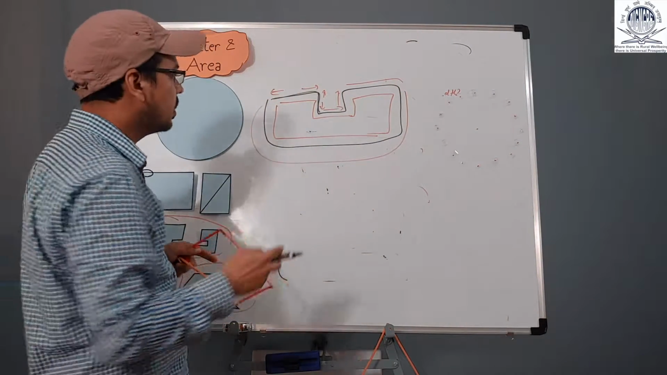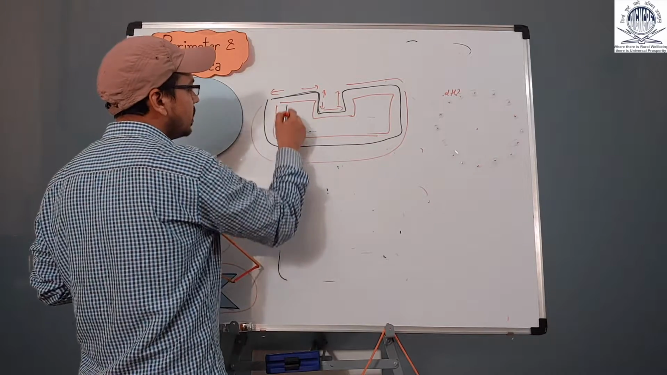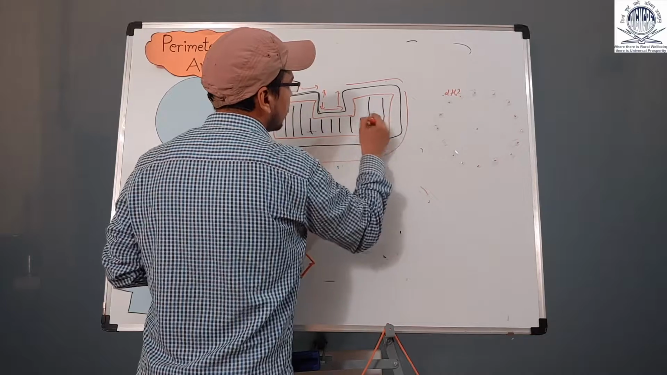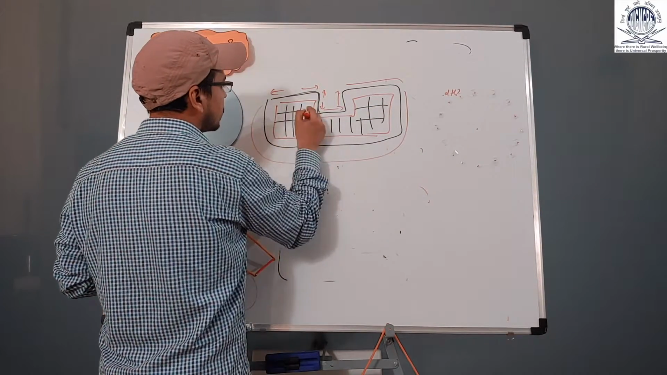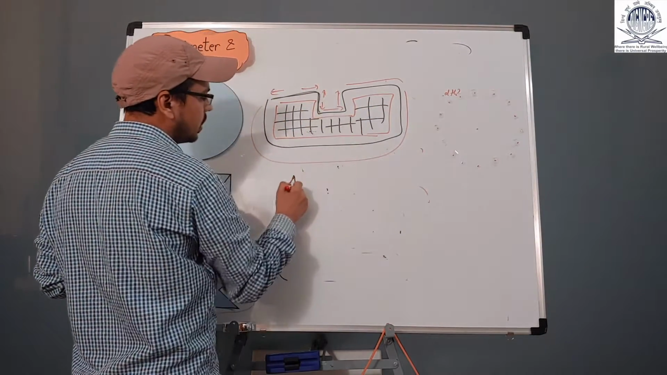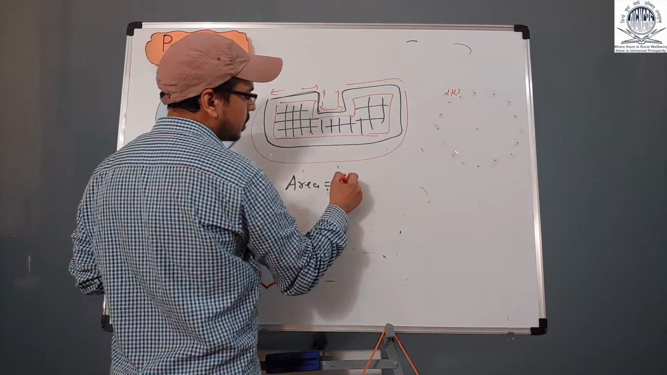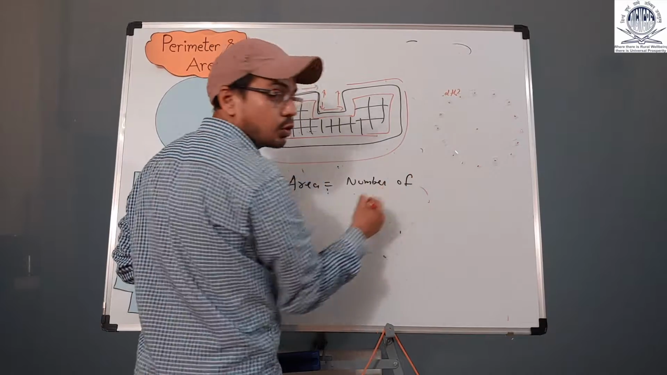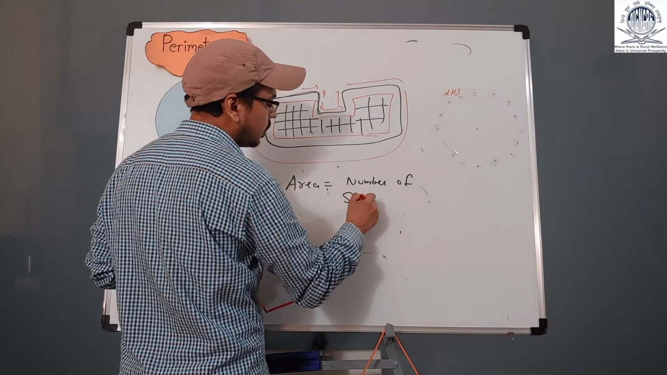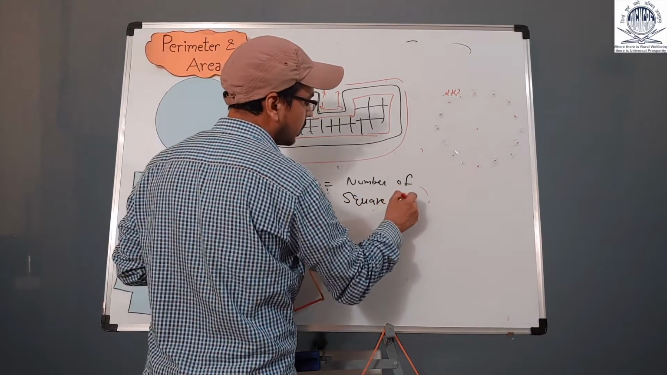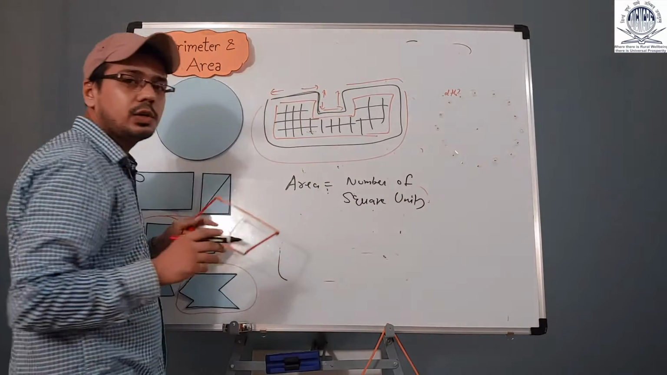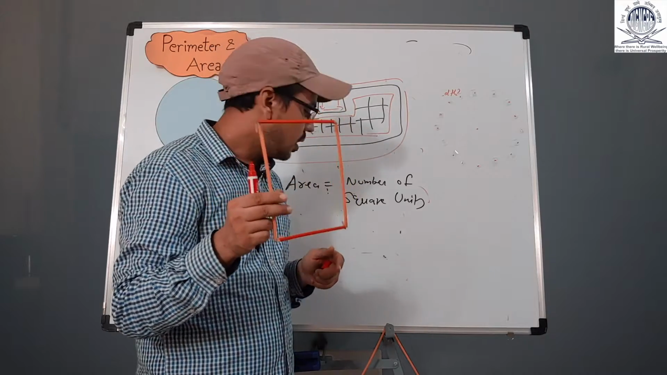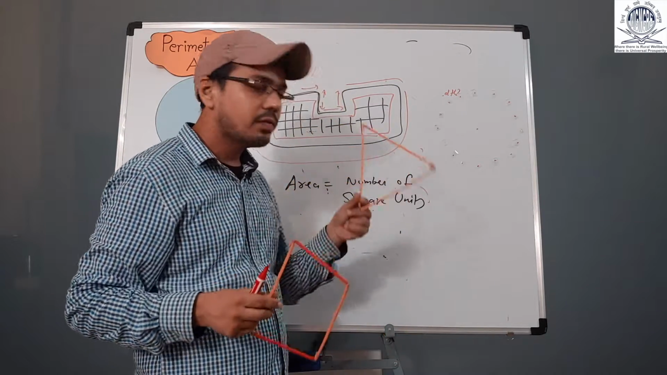Area, as we discussed earlier, we'll try to divide into a number of squares like this, and we'll calculate the number of squares, and area would be nothing but the number of square units.